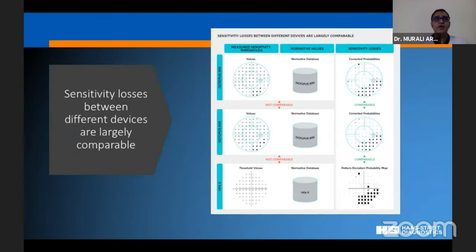The sensitivity loss between different devices. For example, you had the Octopus 900, you have the 600, and you have the HFA2. You can't actually compare the normative values of sensitivity between the models, but you can actually compare the sensitivity loss, because it compares with a particular database of normal. The sensitivity loss can actually be compared between devices.